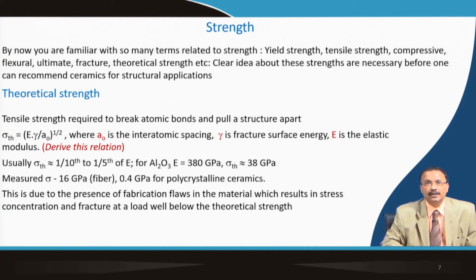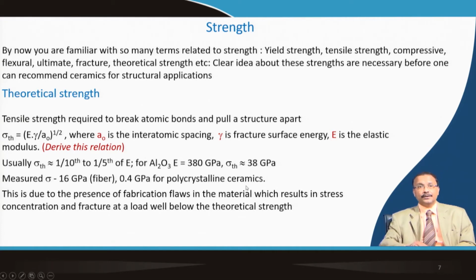It has an unusually high value. Usually the theoretical strength is 1/10 to 1/5 of the elastic modulus, and you know that for alumina the elastic modulus is about 380 GPa. So in principle the theoretical strength, if you take 1/10 of it, will be 38 GPa.